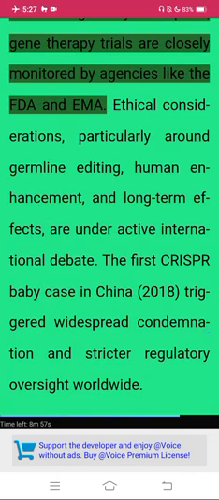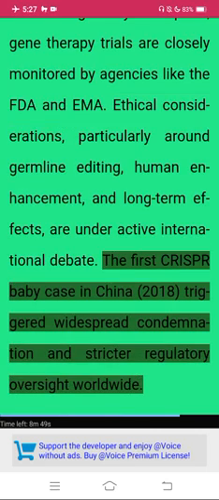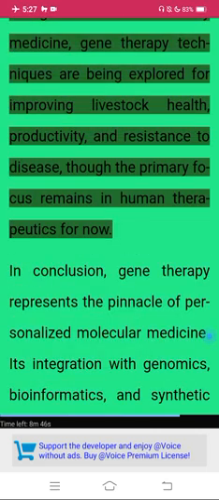From a regulatory standpoint, gene therapy trials are closely monitored by agencies like the FDA and EMA. Ethical considerations, particularly around germline editing, human enhancement, and long-term effects, are under active international debate. The first CRISPR baby case in China in 2018 triggered widespread condemnation and stricter regulatory oversight worldwide.